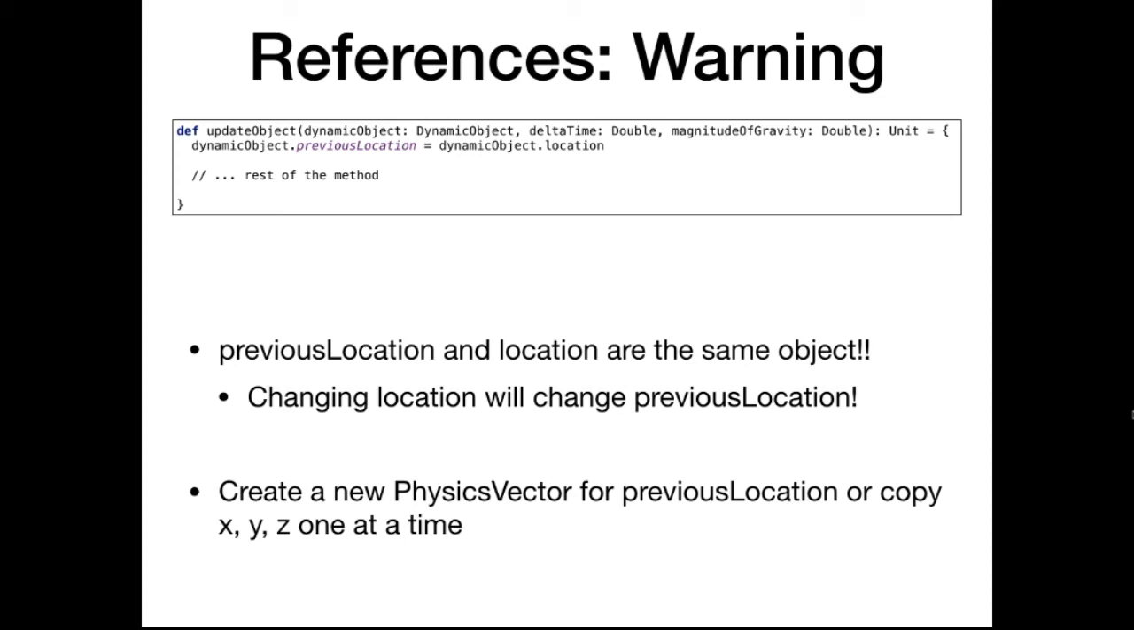It might be pretty hard to find out why if you're not looking for this specifically. So what you want to do is previous location equals a new physics vector, and then pull the x, y, and z from that current location. So you can get around that pass by reference. So that's not the behavior you want in this particular case.